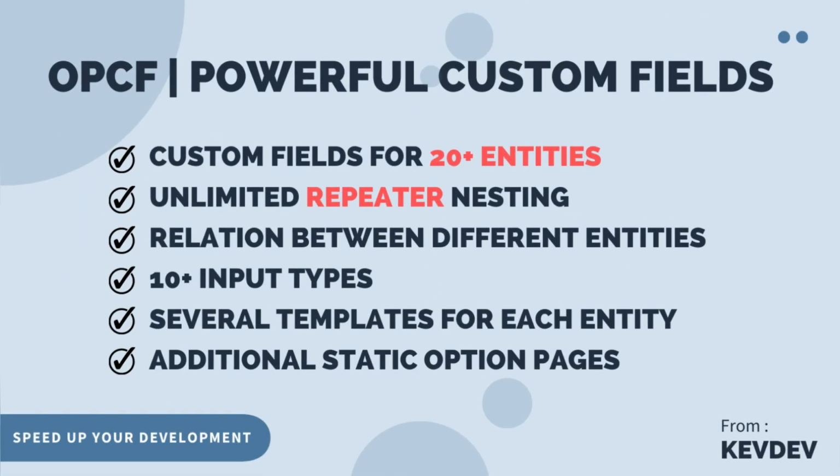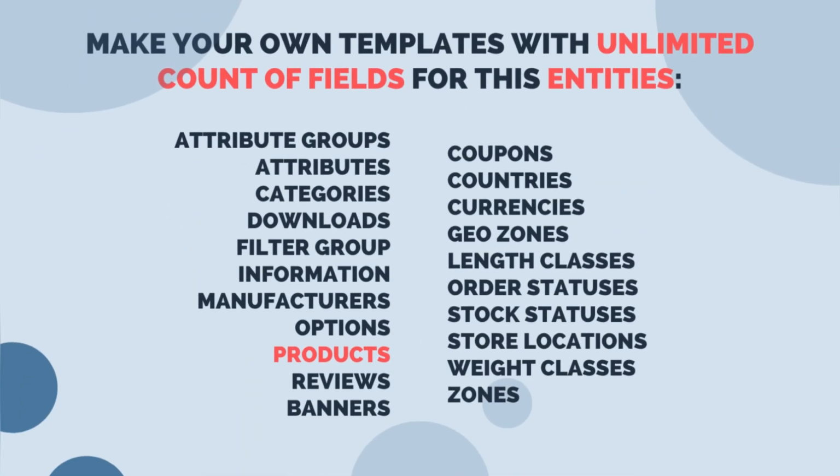Hello there. Today, I will tell you about a new extension for Opencart named Opencart Powerful Custom Fields. As you may have guessed, this extension is the Opencart equivalent of WordPress Advanced Custom Fields. The extension allows you to create an unlimited number of fields for over 20 entities. The list of entities is quite impressive.